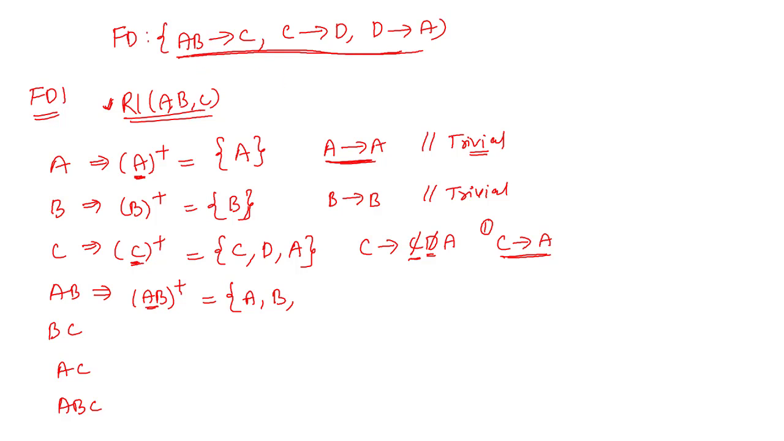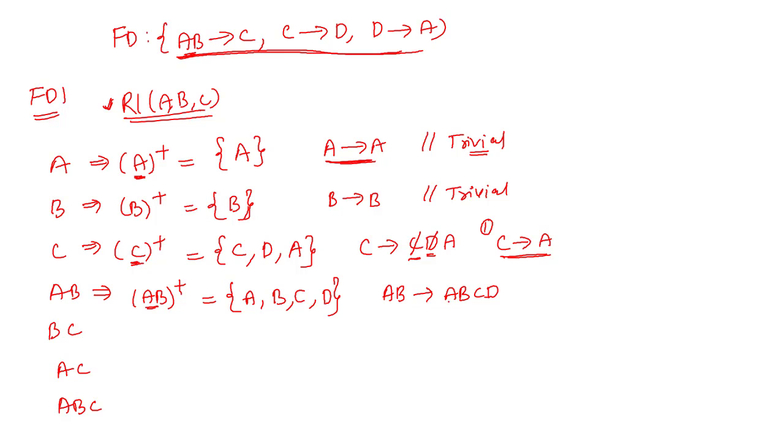But AB can determine C, right? So I can say C is one of the attributes, and C again determines D here. D again determines A. So A is already existing in the closure. So ABCD is the closure of AB plus. The meaning of this is what? AB implies ABCD, right? AB implies ABCD.